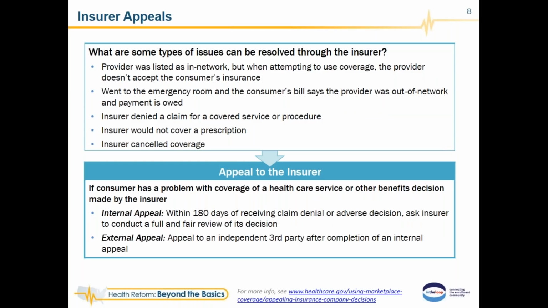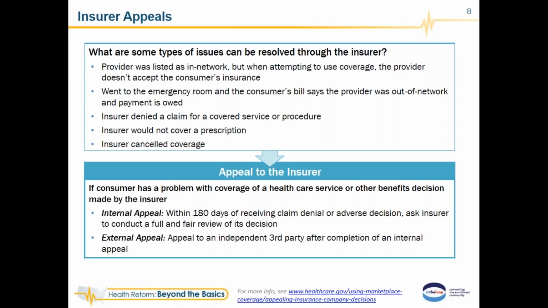There are a number of situations where the federal appeals entity is not going to be the right entity to address an issue, and consumers should actually be looking directly at getting assistance from their insurer. So some of these situations might include a provider who the consumer thought was in network but may have left the network or was erroneously included in a provider directory. If a consumer attempted to receive services, for example, at an emergency room and gets a bill that was out of network and payment is owed. If an insurer denies a claim for a service or procedure, including a prescription, or if an insurer canceled coverage.